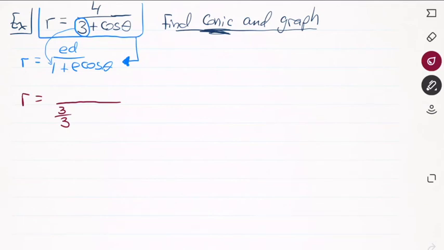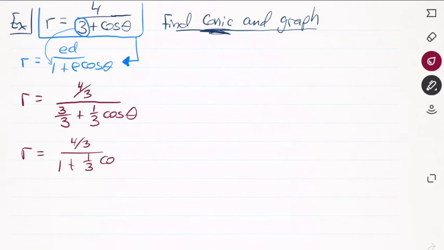Now if I divide it by 3, I have to divide everybody else by 3. So the 4 by 3 and the cosine by 3, but I'm going to write it as 1/3 cosine of theta. Okay, so now it looks a lot more like what's above after I simplify. So I get 4/3 over 1 plus 1/3 cosine theta. So this is actually the easy part.